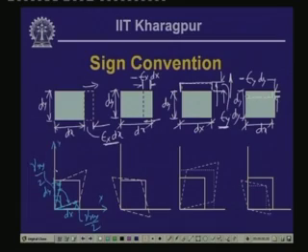Now, if you remember, last time when we were computing the value of gamma x dash y dash, it was the summation of two quantities, alpha and beta.